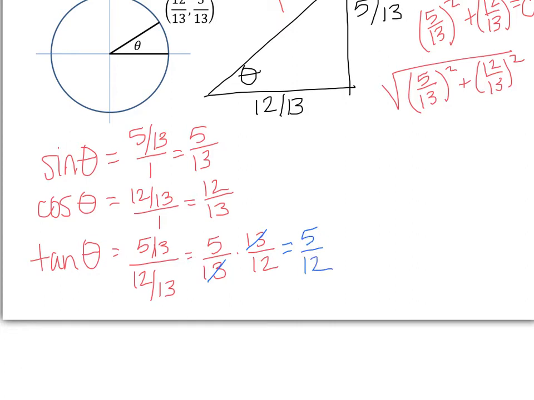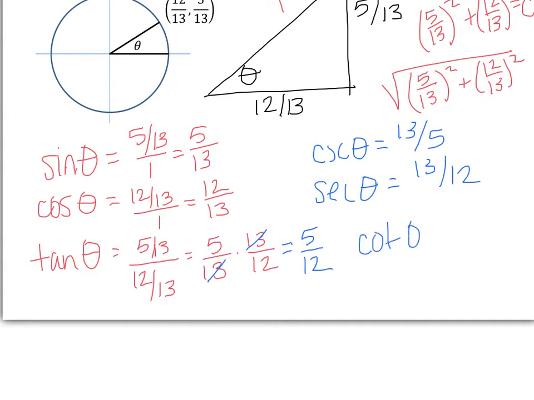Now's the easy part. If I do the reciprocals, reciprocal of sine is cosecant. So cosecant theta would be, flip it over, 13 over 5. Secant theta, reciprocal of cosine, 13/12. Cotangent theta, flip over tangent, I've got 12/5.